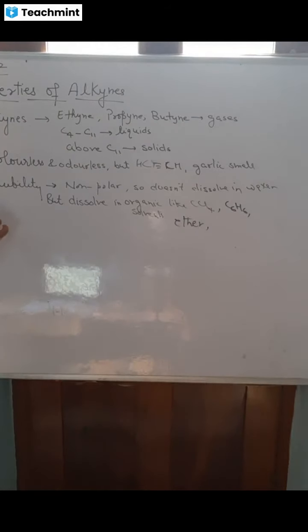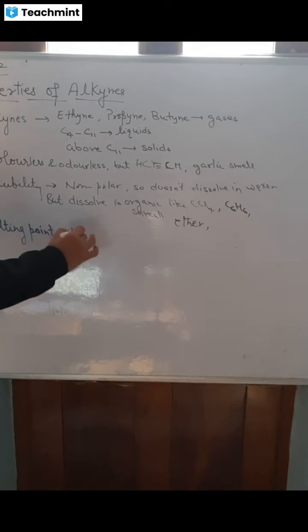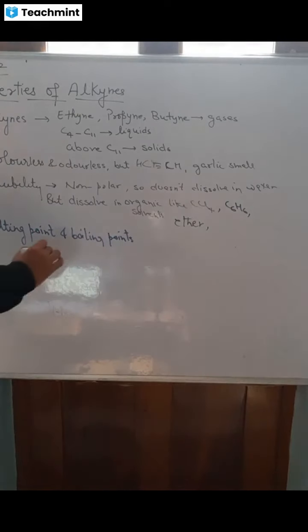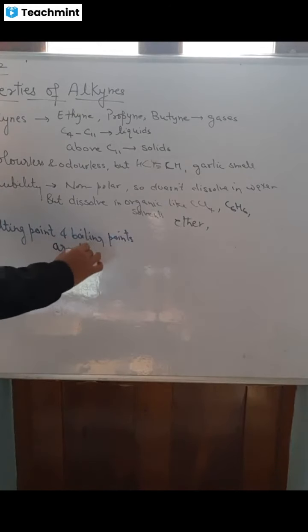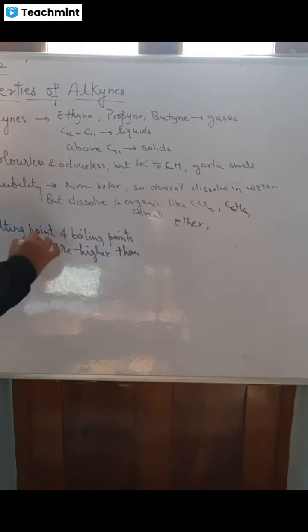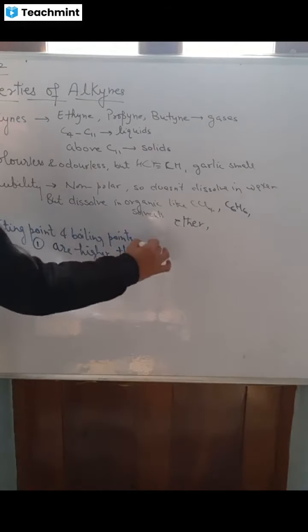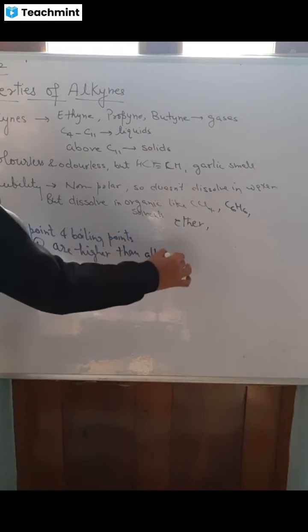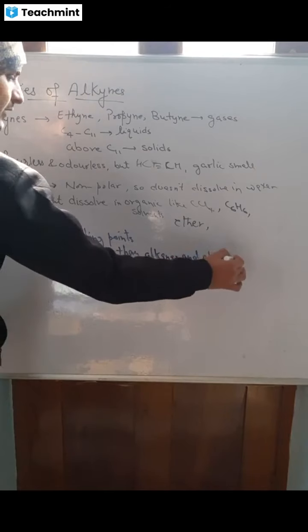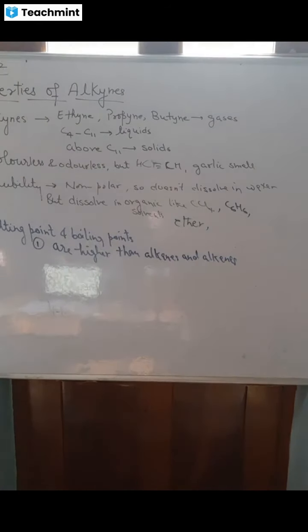Third property, melting point and boiling point. Melting and boiling points are higher than alkanes and alkenes. आपके alkanes से और alkenes से क्या होते हैं? Higher होते हैं बेटा इसके. क्या? Boiling and melting point.